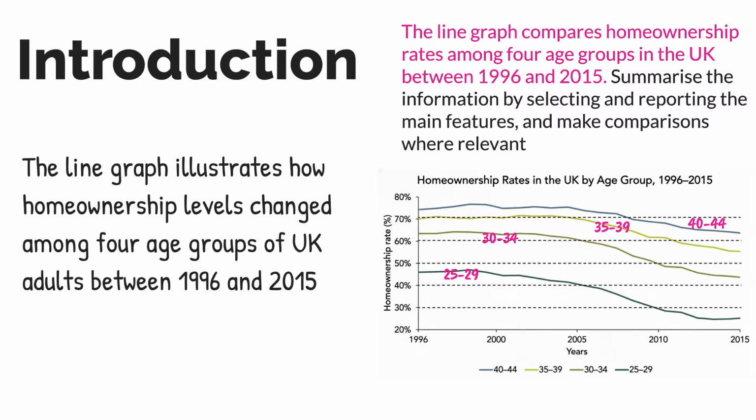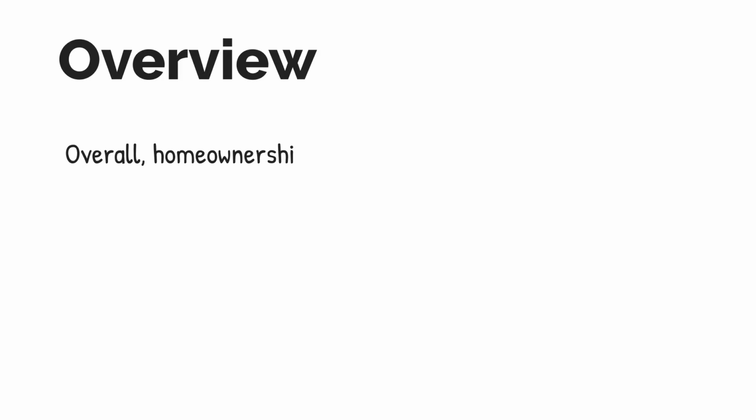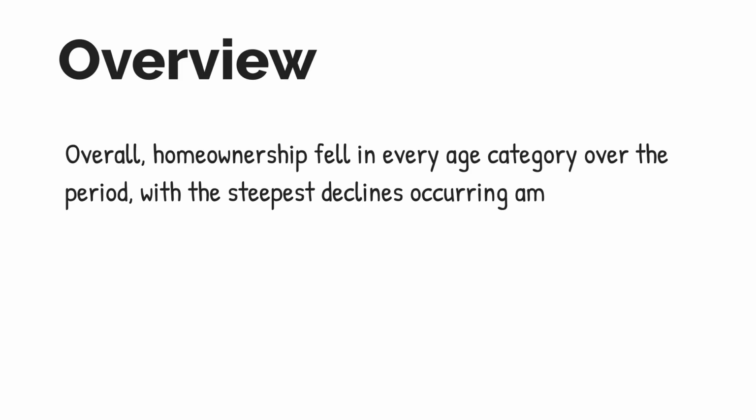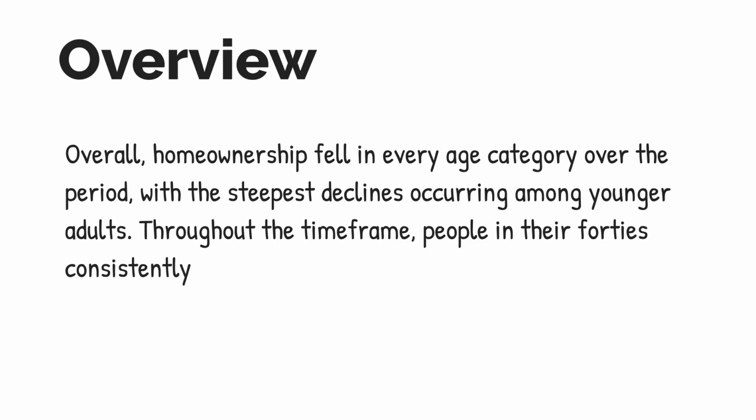Let's move on to the most important paragraph in Task 1, the overview. This is where you highlight the big picture, the major trends shown in the graph, without including any specific numbers. For this graph, the overview should answer three key questions. What is the general trend? Which groups have the highest and lowest figures? Are there any especially noticeable changes? For this chart, the overview is actually very straightforward. Overall, homeownership fell in every age category over the period, with the steepest declines occurring among younger adults. Throughout the time frame, people in their 40s consistently had the highest likelihood of owning a home.